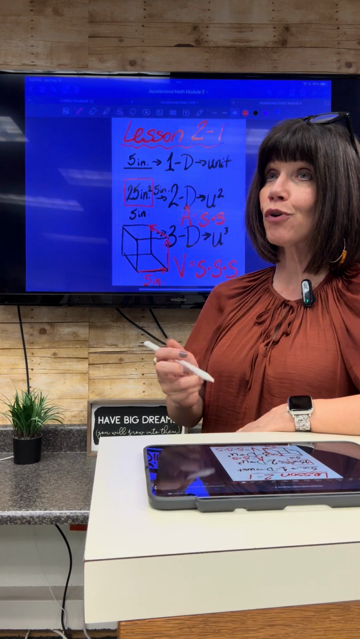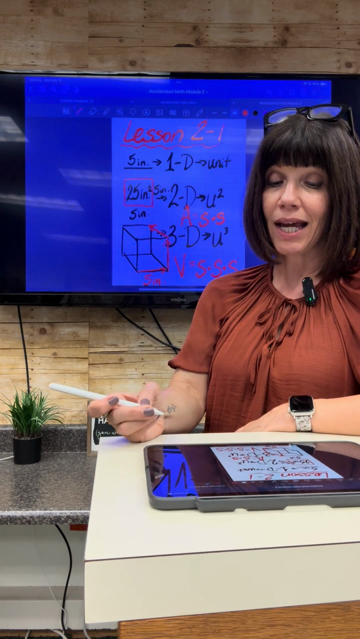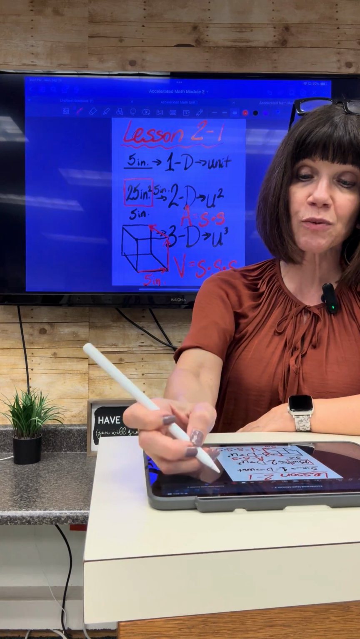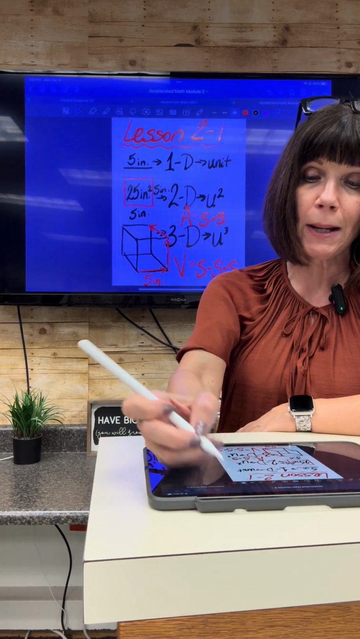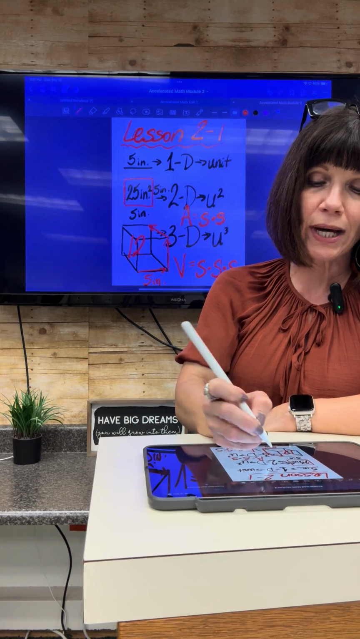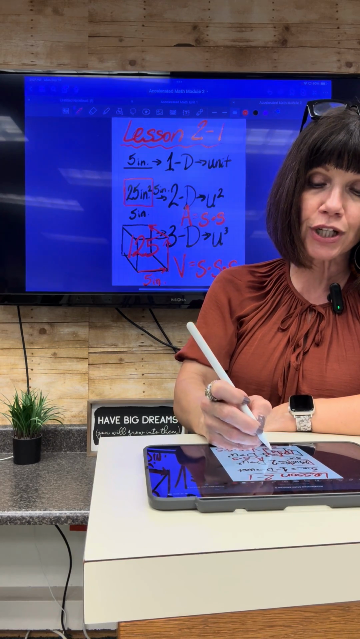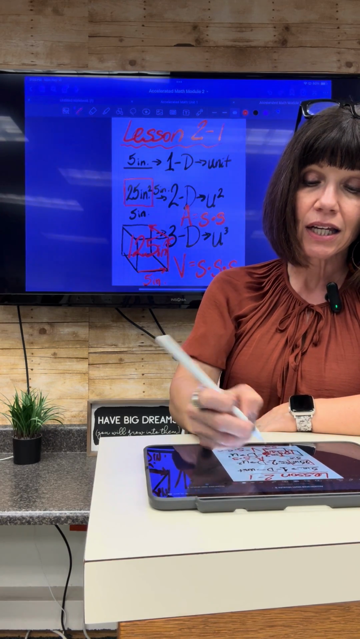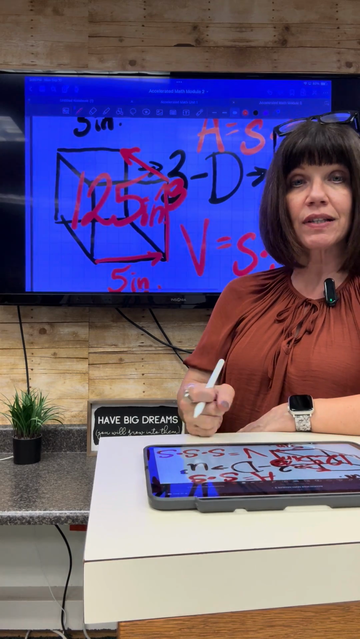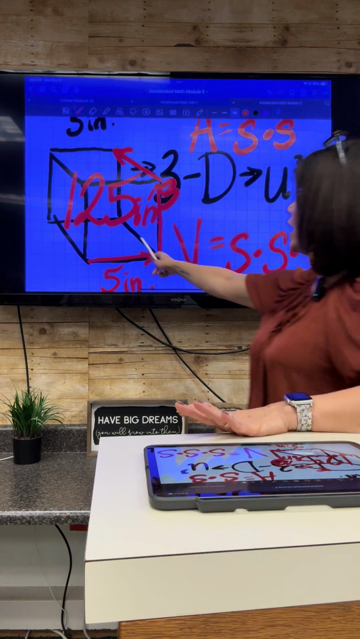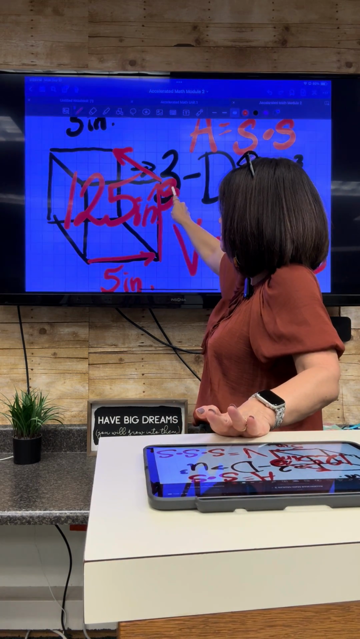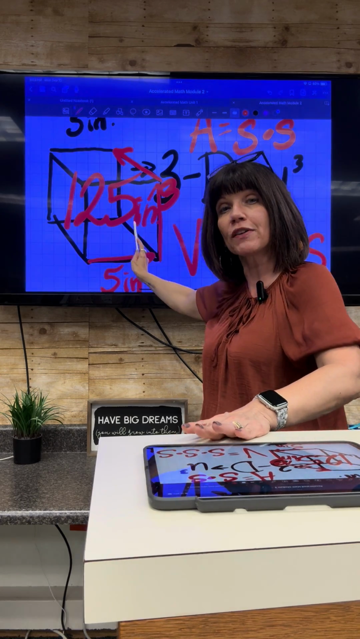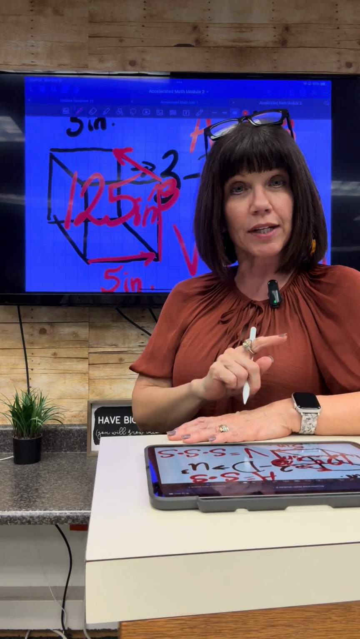Who has an amount for me? Raise your hand. Yes, ma'am. 125. Excellent. So class, please write on top of that cube 125 inches what? Cubed. I know it's a little hard to see my writing on there. 125 inches with an exponent 3. Again, that's part of the label, not part of the number.